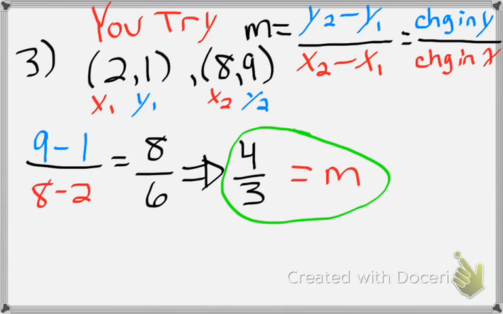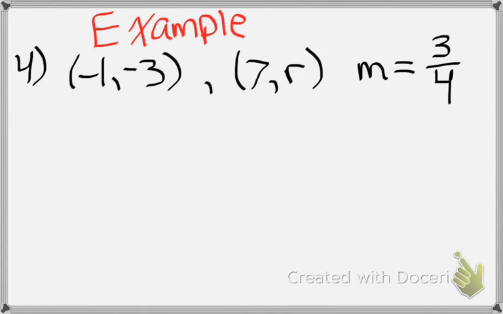Now let's do a slightly backwards question. In examples like this, you're given 2 points, one of your coordinates is missing in one of your ordered pairs, but you are given the slope. And the question is going to say something along the lines of, find the value of r so the line that passes through each pair of these points has the given slope. Meaning, what is the value of r so that when you do find the slope, it'll equal 3 over 4.